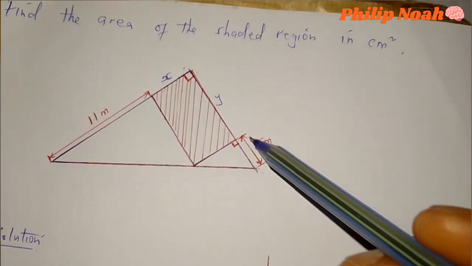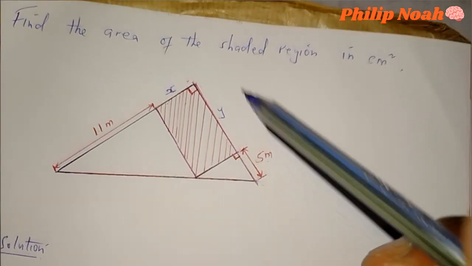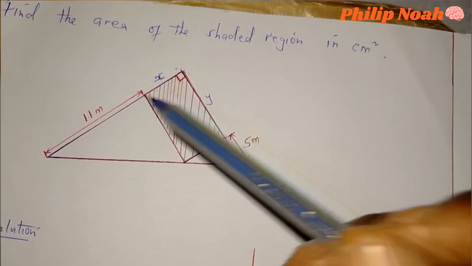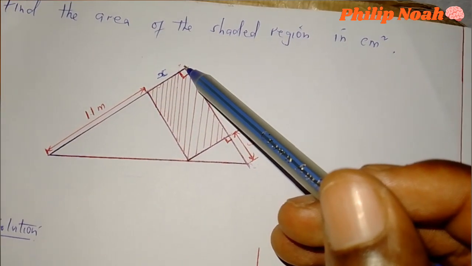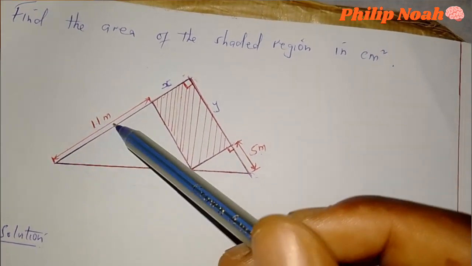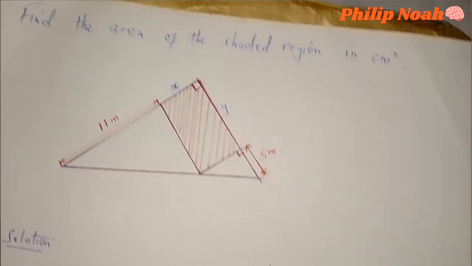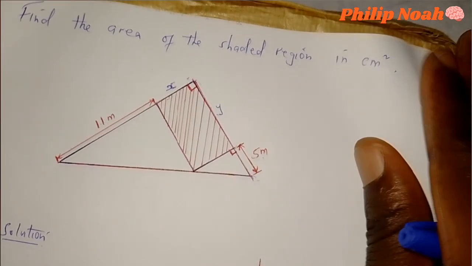But the distance from this point to this point is 5 meters. So from this point to this point is this y plus this 5. Also, from this point to this point will be this x plus 11. So we have 11 plus x on this side, then y plus 5 on the other side. This is just a right angle triangle.